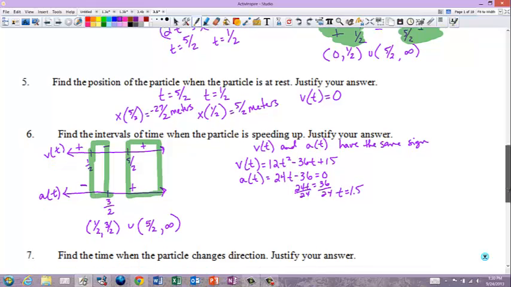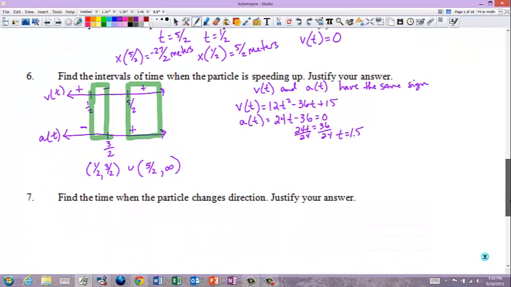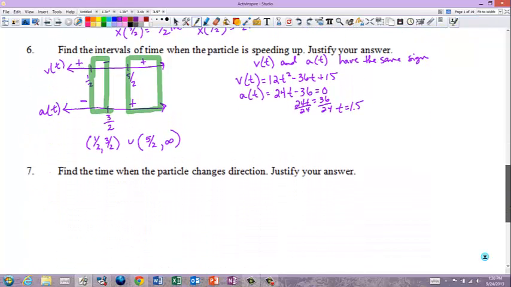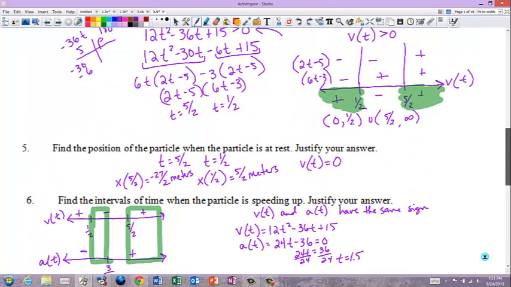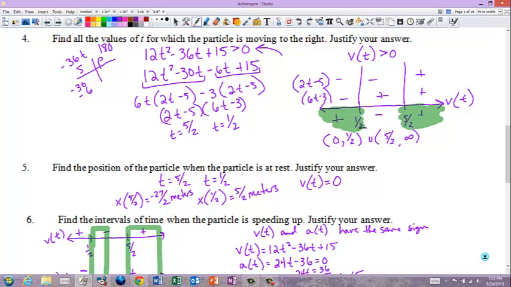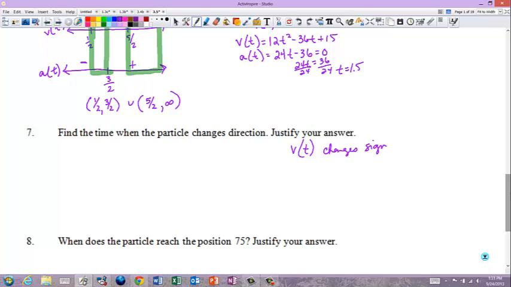I hope so. Find the time when the particle changes direction. The particle changes direction when velocity changes sign. Velocity changed sign at, if we go back up and look at our sign graph of velocity, at 1/2 it changed from positive to negative, and at 5/2. So it changed direction at t equals 1/2 and at t equals 5/2, and that's seconds.